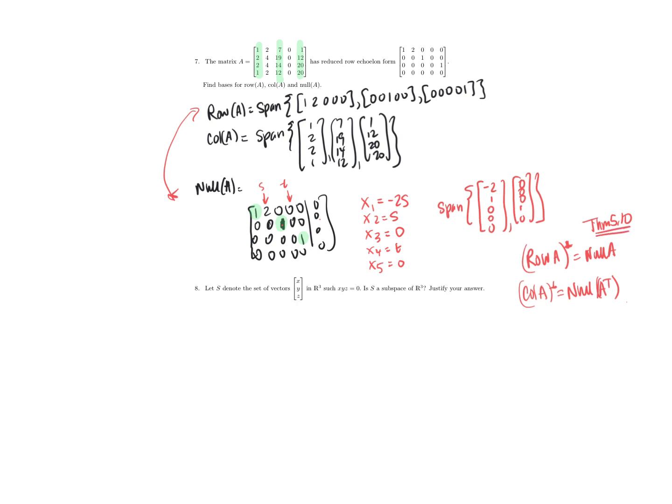So this is something to remember in case you're asked about finding a space that's perpendicular to another space, and if it's related to the row space and column space, then we know how to find those perpendicular spaces.